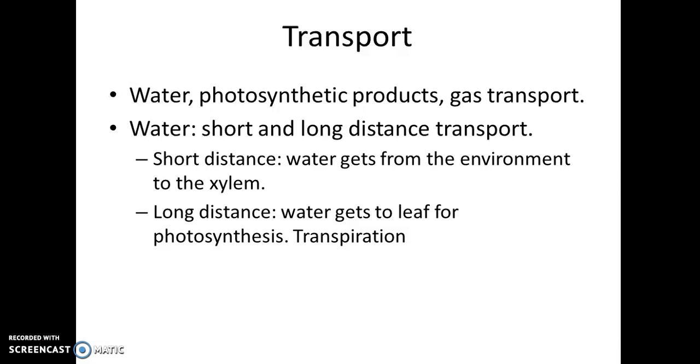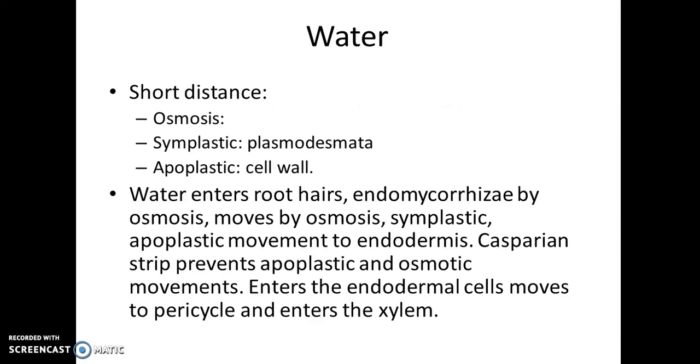And when we talk about water, we need to talk about short distance and long distance transport. So the short distance is how water gets from the environment to the xylem, and long distance is how water gets from the roots all the way to the leaf where they're needed for photosynthesis and where transpiration occurs.